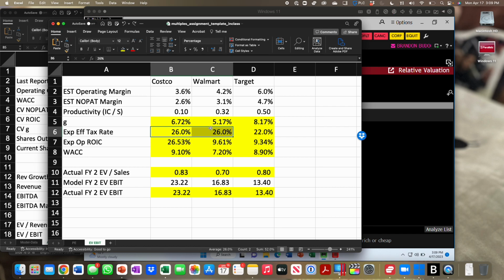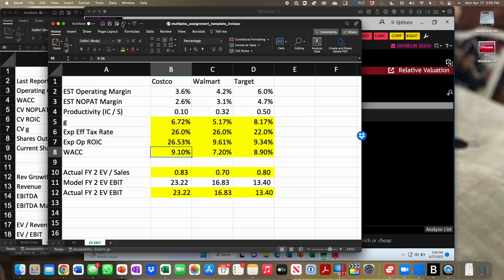However, Costco still has the headwind of the higher WACC, right? Again, if Costco's WACC were the same as Walmart's, their EV to EBIT multiple would be 115. Okay, so what's offsetting the higher multiple for Costco is that they have higher risk, and that is influencing these multiples.